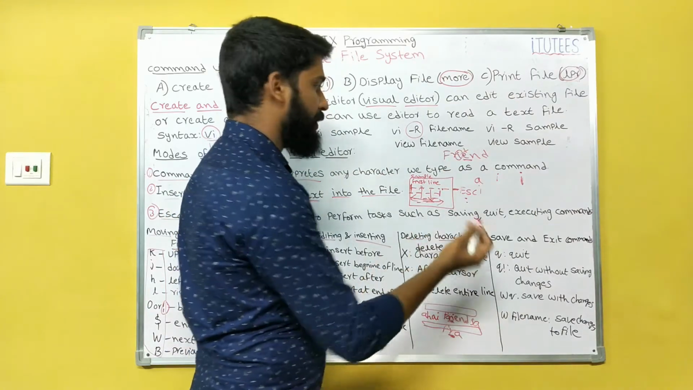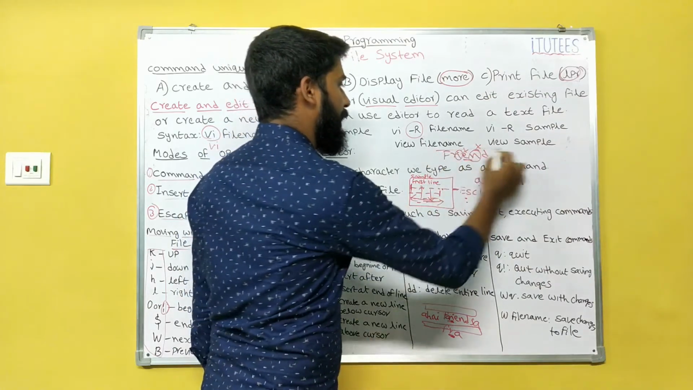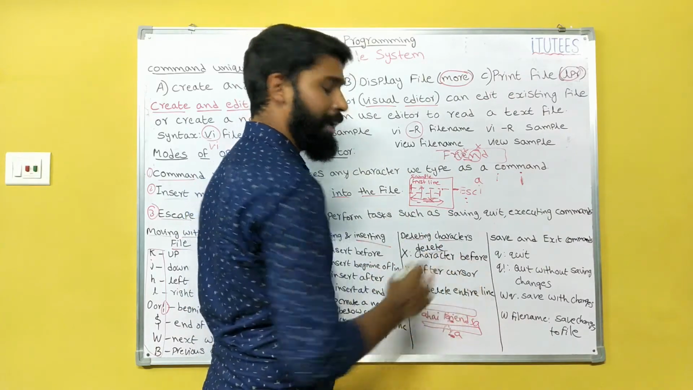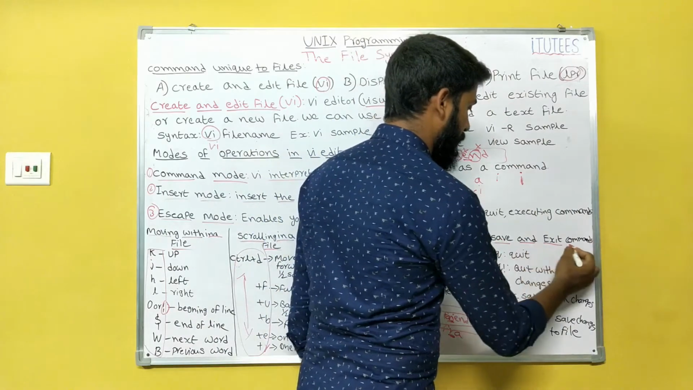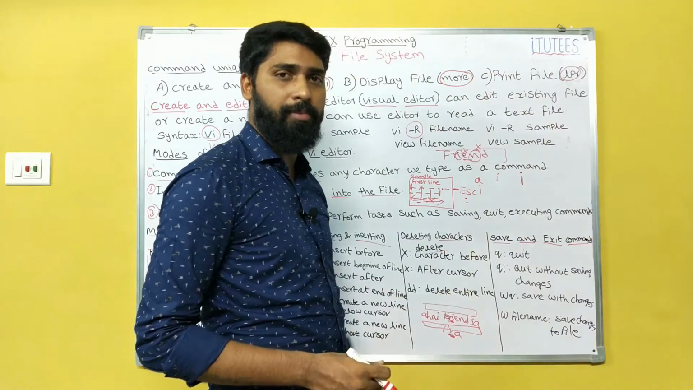Small x deletes the character after the cursor. If I want to delete the entire line, I can give dd. Next, this is also very important: the save and exit commands. How can we save and exit from the editor?